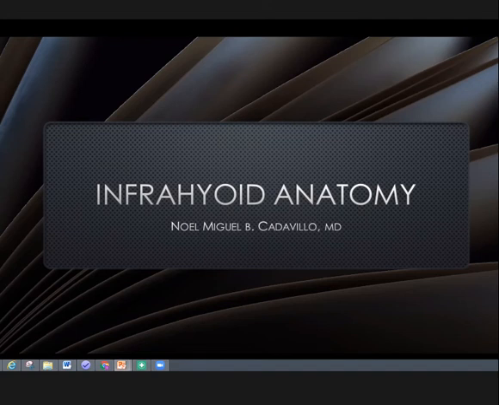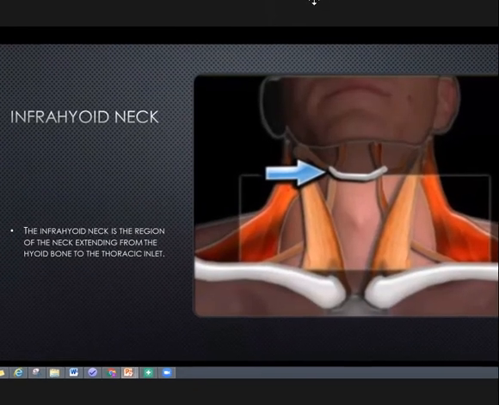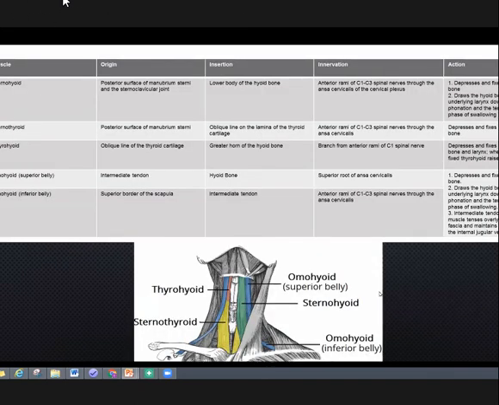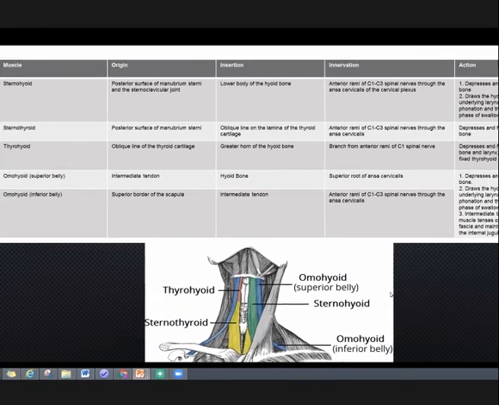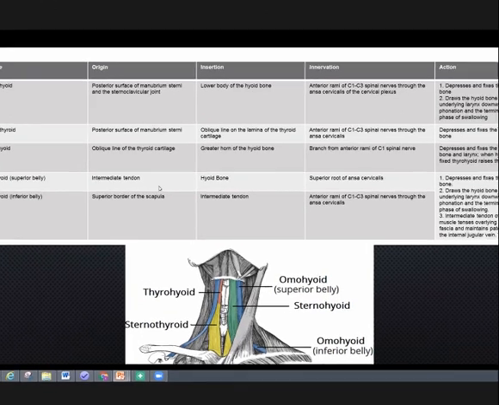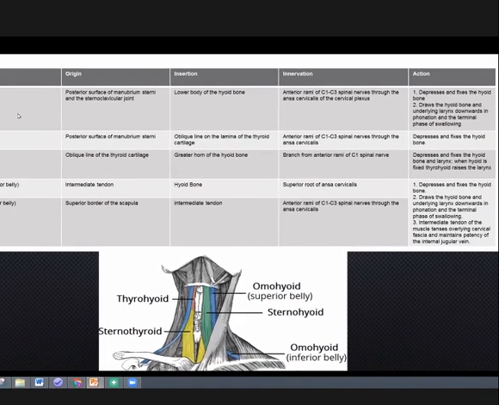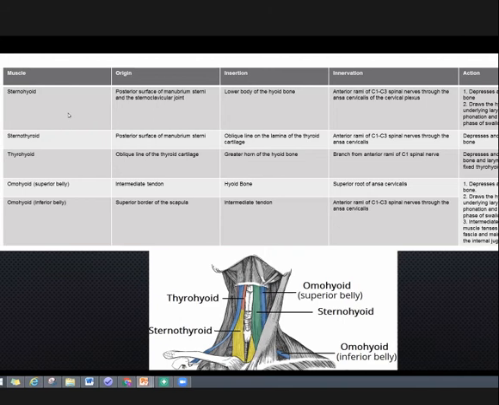I am Noel Miguel Carabillo, and I will report today the infrahyoid neck anatomy. So first, the infrahyoid neck. The infrahyoid neck is the region of the neck extending from the hyoid bone, as depicted here by the blue arrow, down to the thoracic inlet. First are the infrahyoid muscles, summarized here in the table. They comprise the sternohyoid, sternothyroid, thyrohyoid, and omohyoid muscles.